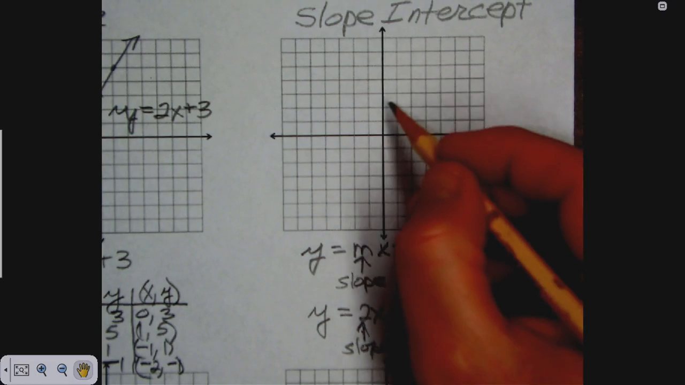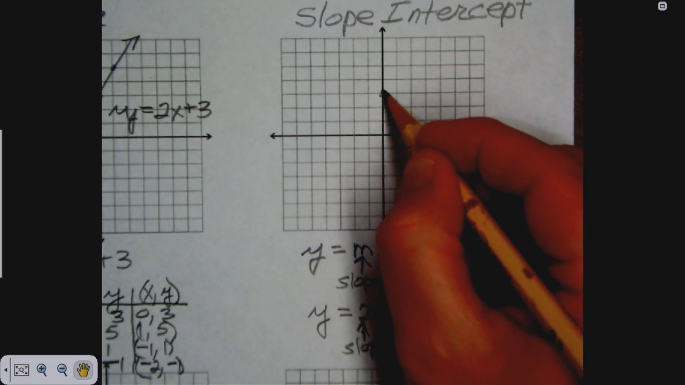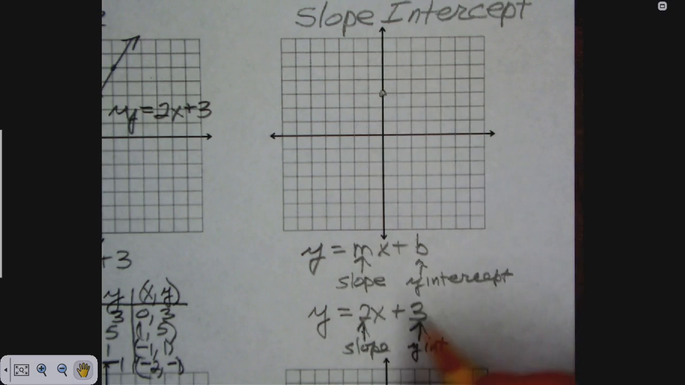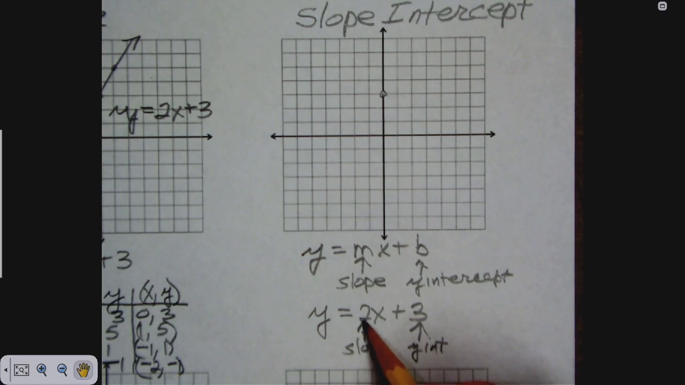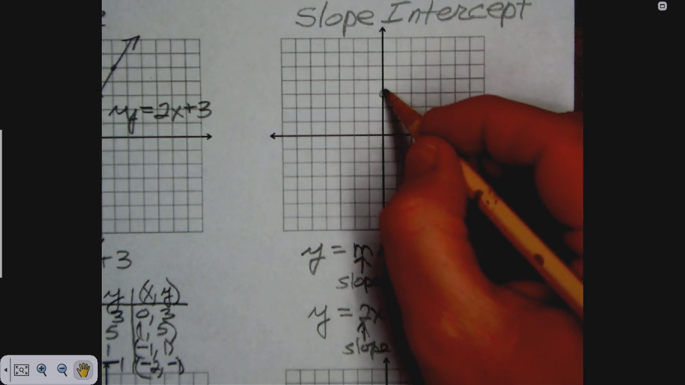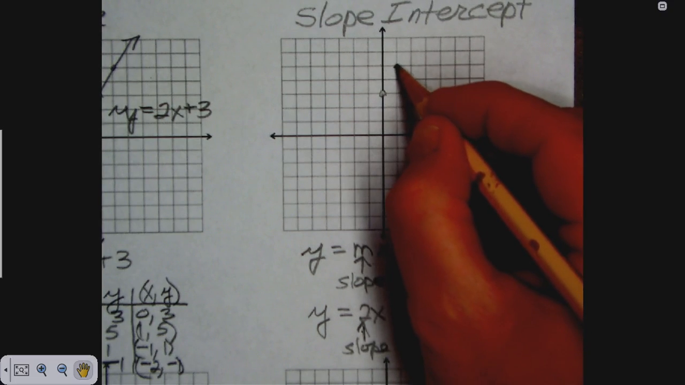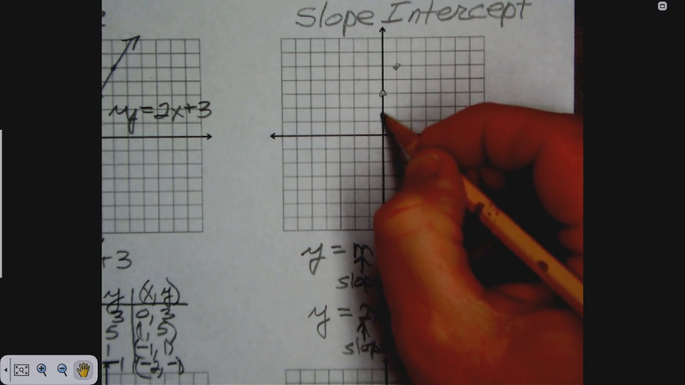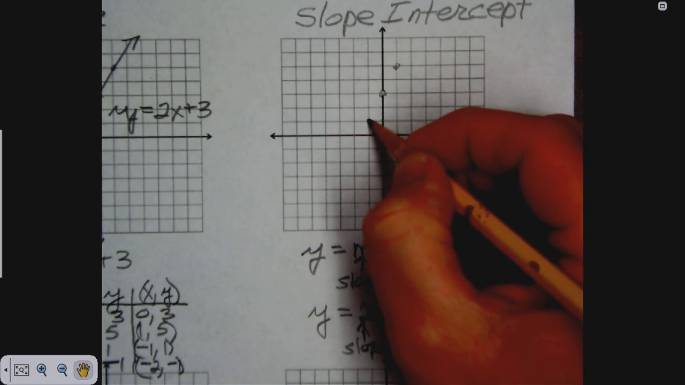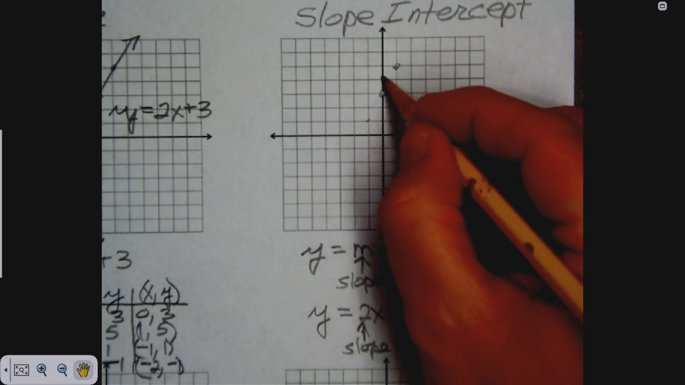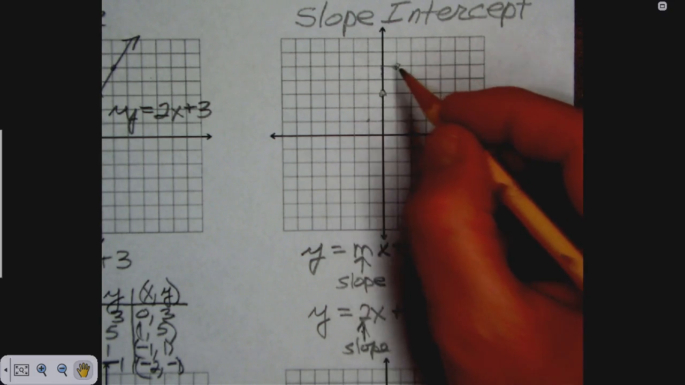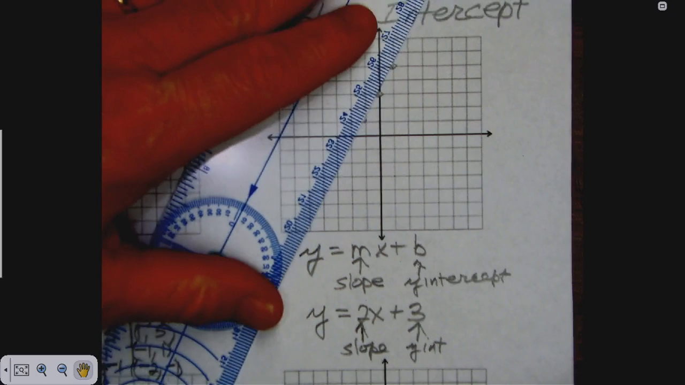So I'm going to go up to the y-intercept, which is 3, and then I'm going to use my slope information, which is 2, so that's like 2 over 1, right? 2 over 1. Or I could go down to a negative 2 over a negative 1, would still give me a slope of 2, so that could be another point there, but this would be the easiest one, up 2 over 1. And then I'm going to draw a line through that.